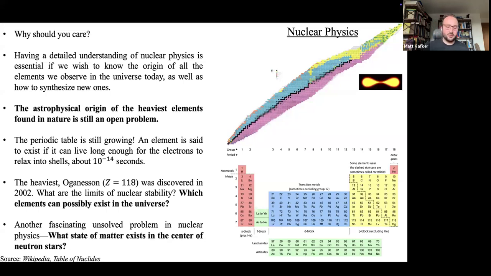Another thing which is interesting is what happens in the center of neutron stars. It's believed that there's some wild and extreme physics taking place down there. Nobody really knows what's going on. Okay, so nuclear physics is cool.